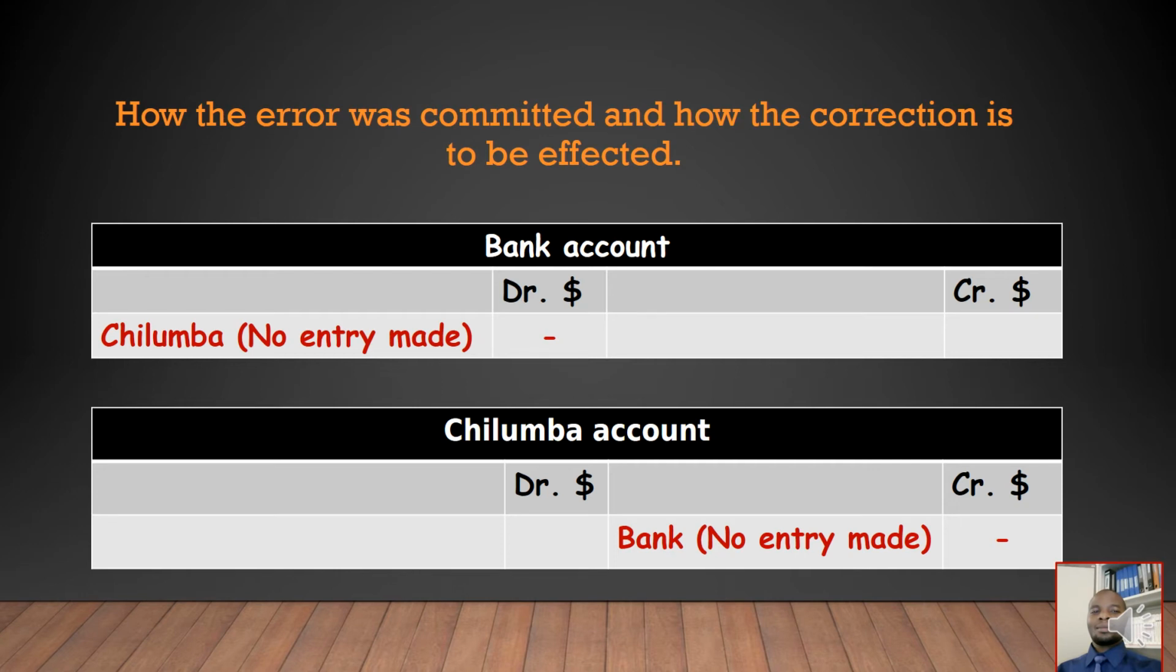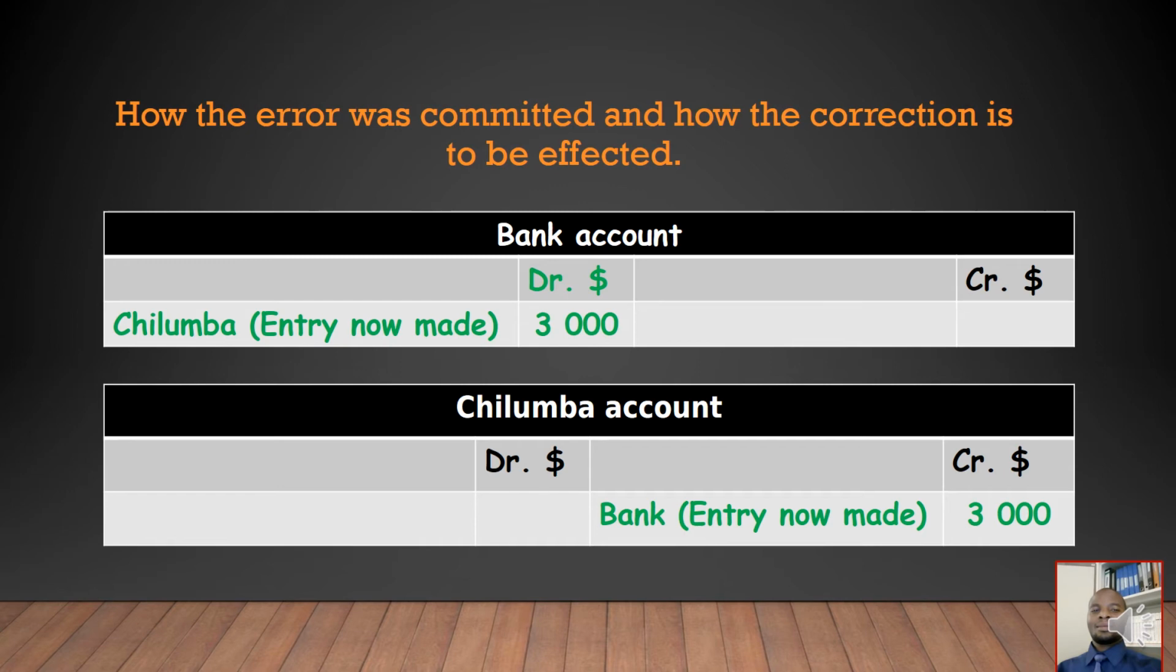Chirumba, an account for a debtor, was not credited. Debtors are assets. And so if the debtor as an asset is reducing, then we need to credit the debtor's account. Credit an asset account if it is decreasing, if you are taking value away. And so Chirumba account should have been credited, but this was not done. So what should we do? We need to credit Chirumba account. So let's see now the corrective entries and how they should be made.